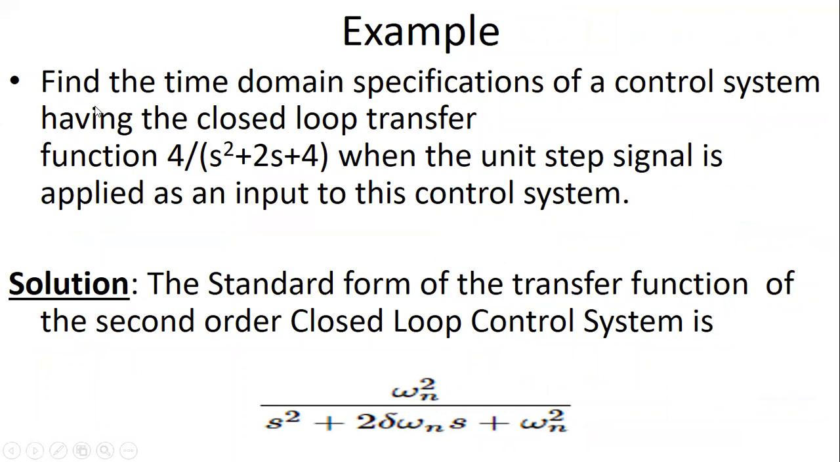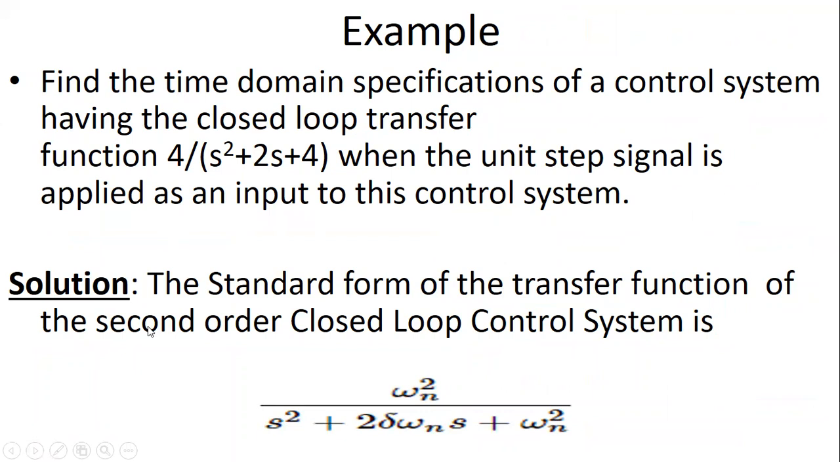If we want to find the time domain specifications of a control system having a closed loop transfer function of 4 by s square plus 2s plus 4, when the unit step signal is applied as an input to this control system.